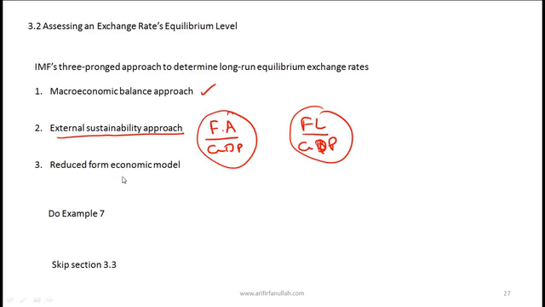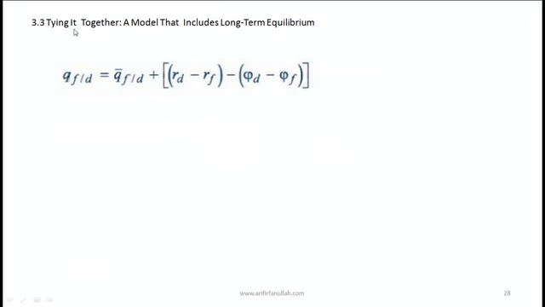Reduced form economic model seeks to estimate the equilibrium path that a currency should take on the basis of the trends in several key macroeconomic variables such as a country's net foreign assets position, its terms of trade, and its relative productivity. So essentially for this section you simply need to learn these three definitions and then do example 7. Let us now briefly go over section 3.3.